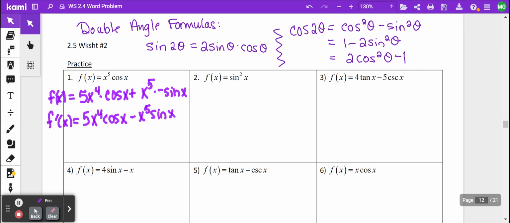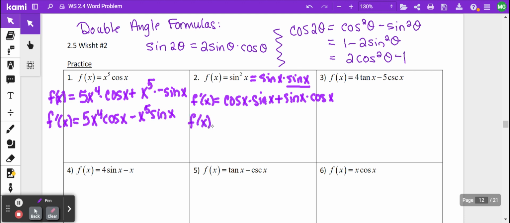The second one, we have sine squared of x. I kind of like to write this as sine of x times sine of x, because then I can use product rule. So for this one, we have the derivative of sine of x. Well, that's in the first column, third one down, it says the derivative of sine of x is cosine of x. So we get cosine x times sine x, plus we keep the sine of x, and then we derive sine of x, which is cosine of x. And again, we just use that twice.